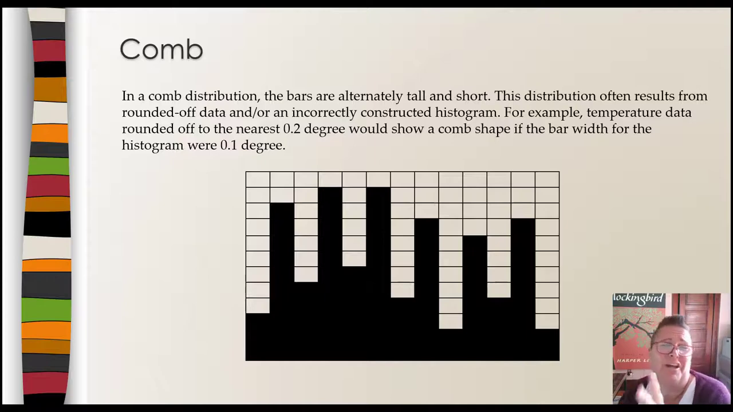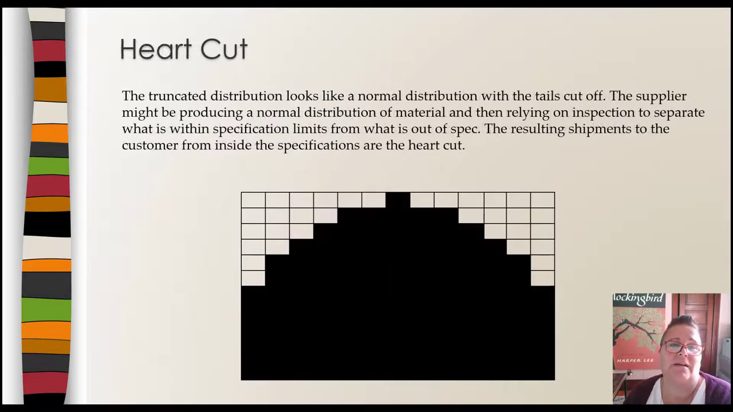All right, the next 2 are my favorite. So this one is what's known as the heart cut. This basically looks like a bell shape, but we've cut off the edges. This type of histogram will usually happen in some sort of manufacturing plant or possibly a distribution plant where there are requirements for weight or length or size, and they are specific so that the ones that don't meet that requirement would be cut off.